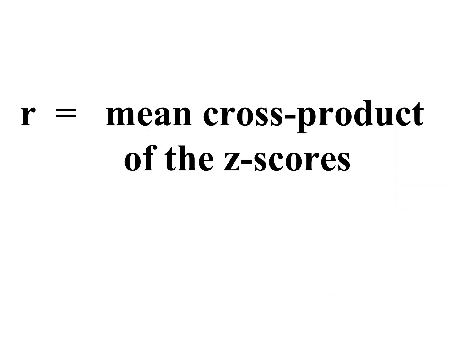Here's a definition of R. R equals the mean cross product of the z-scores. You should memorize this definition because it will help you remember how to calculate R. First, you transform the raw scores into z-scores. Second, you cross-multiply the z-scores to get their cross products. Third, you calculate the average of the cross products to get R.